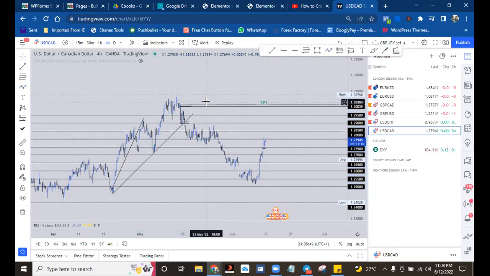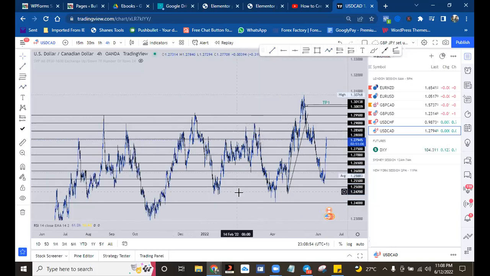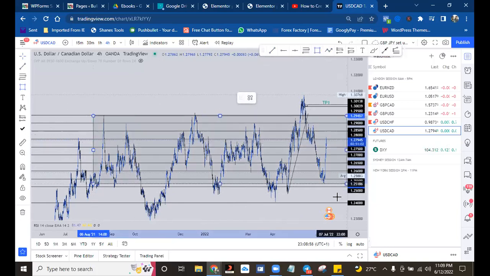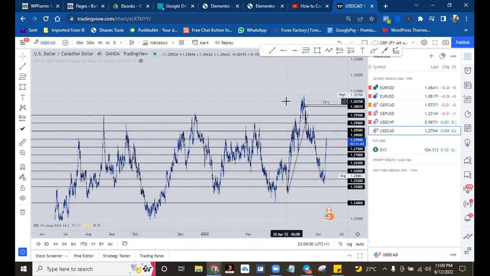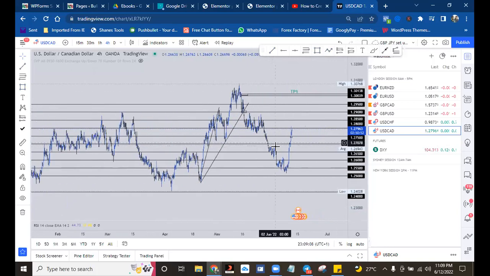Now, what do we expect price to do this week? It has not actually been a bullish or a bearish market. It has been a long-time ranging market. But why are we trading this? We're trading it because from here to here is quite a lot of money. So it's worth trading.